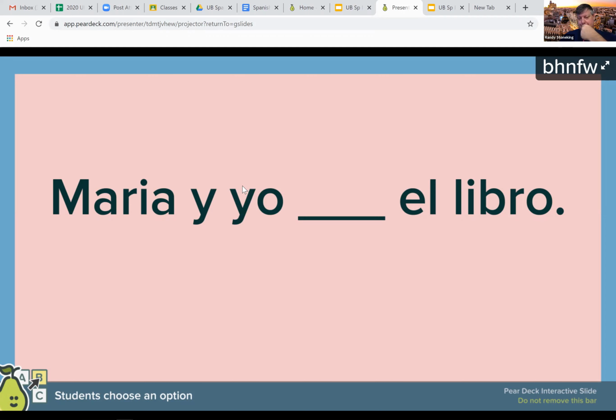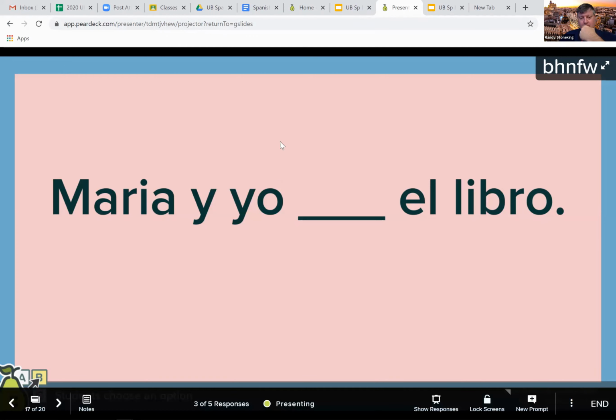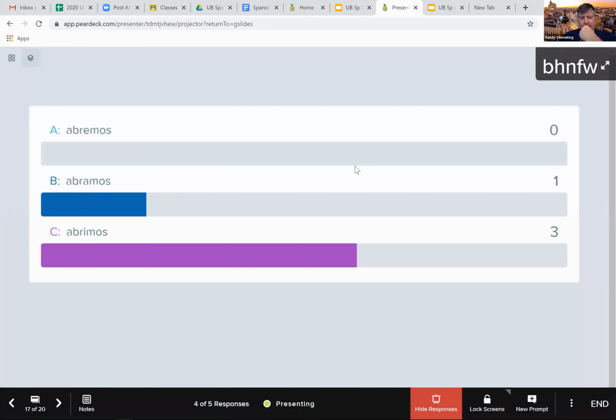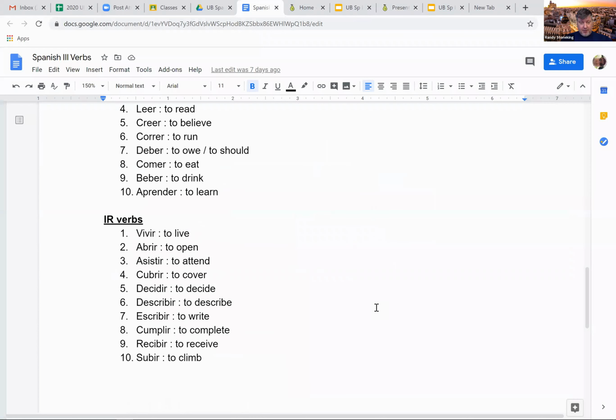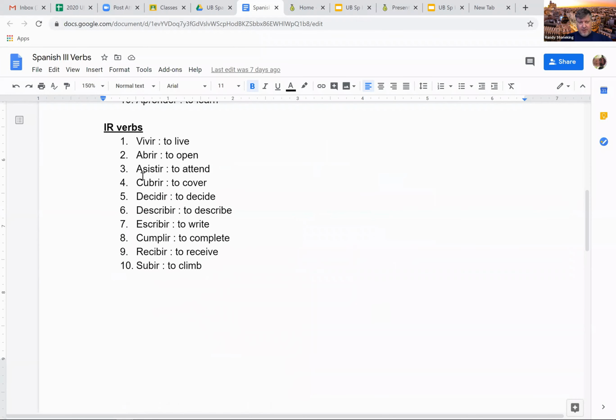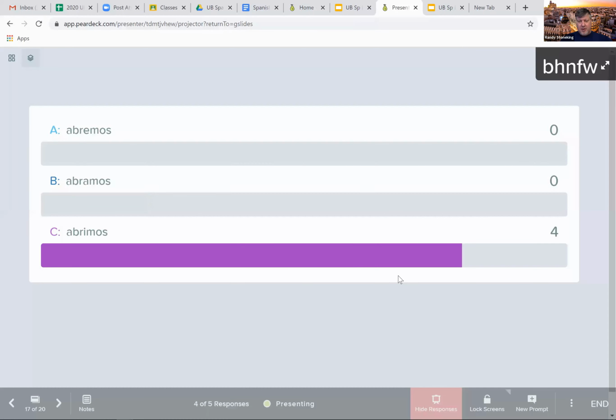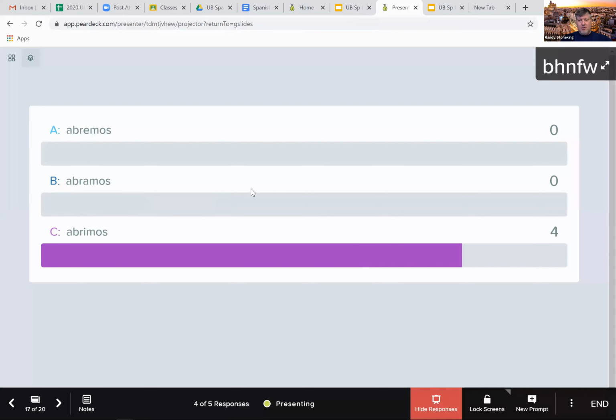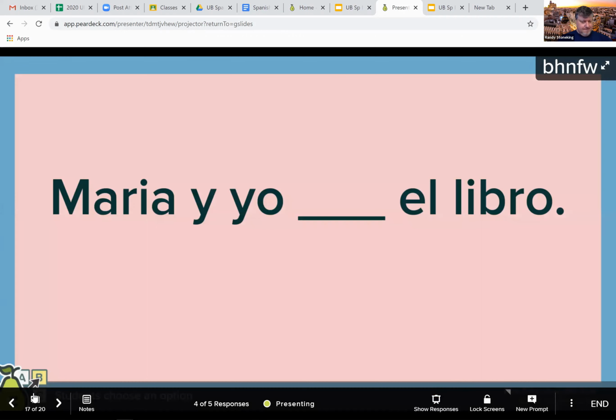All right, here we go. So, María y yo abrimos. So yes, the original verb is abrir. If we go back and look at our list, it is an IR verb, abrir, right there. So now the ending, the nosotros ending to go with an IR verb is IMOS, abrimos. So María y yo abrimos el libro. Very good. Bueno.